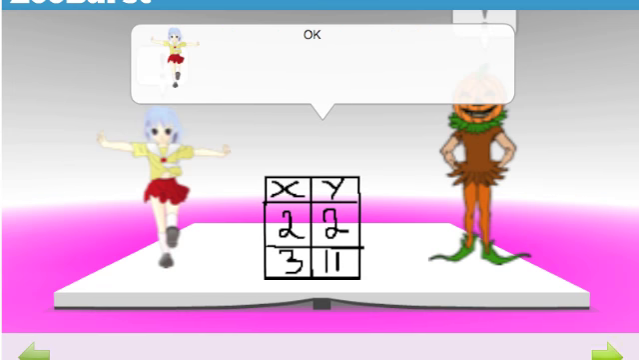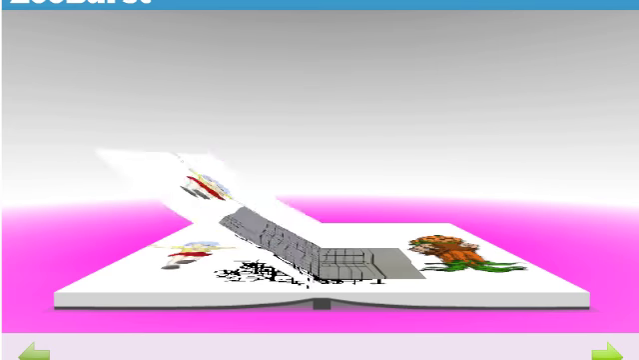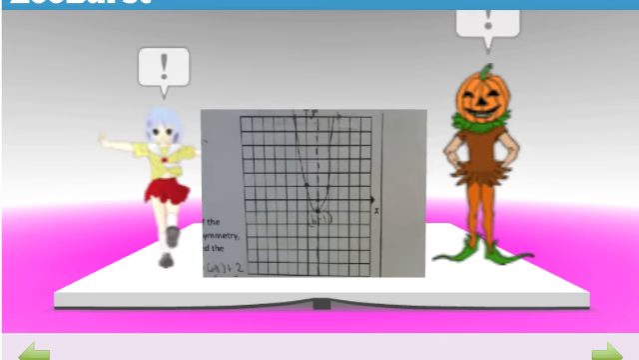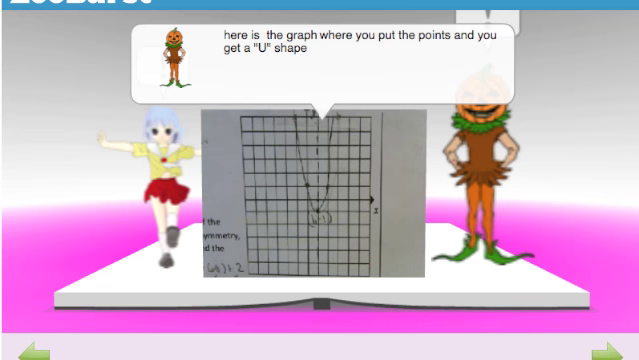Here is the graph where you put the points and you get a U shape. How cool.